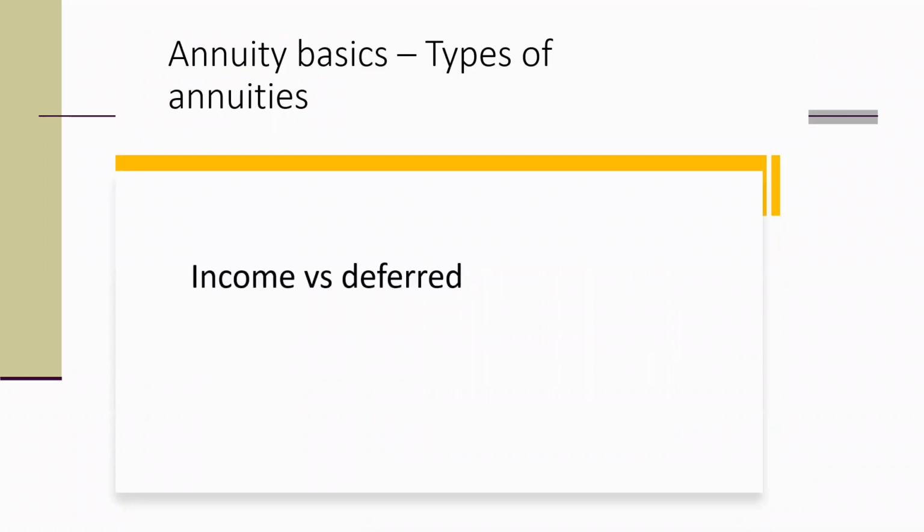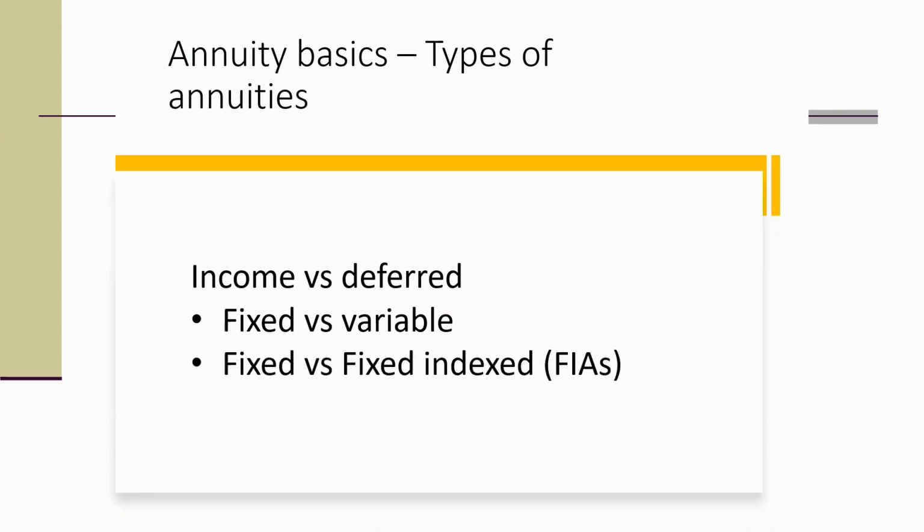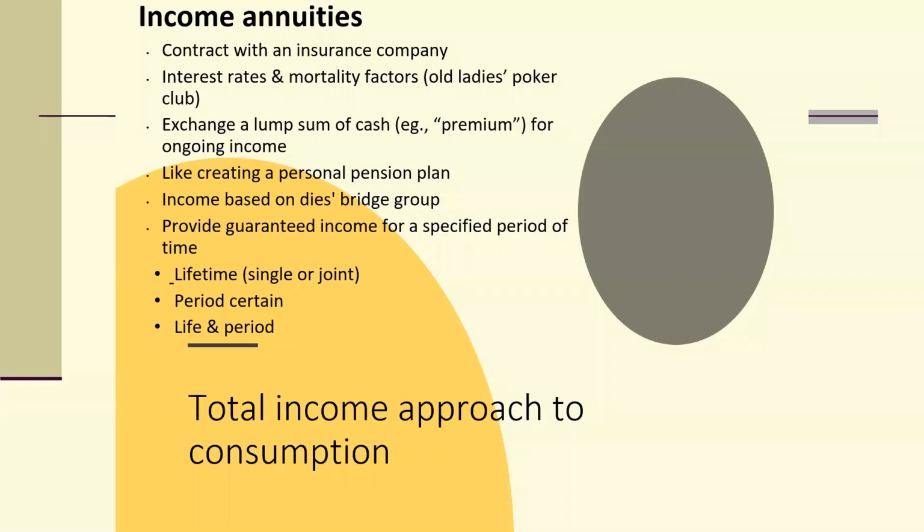There are different types of these products. There are income annuities versus deferred. There are fixed versus variable annuities. And there are fixed versus fixed indexed annuities. We're going to speak to that in just a moment. I'll show you some examples of what these things could do.